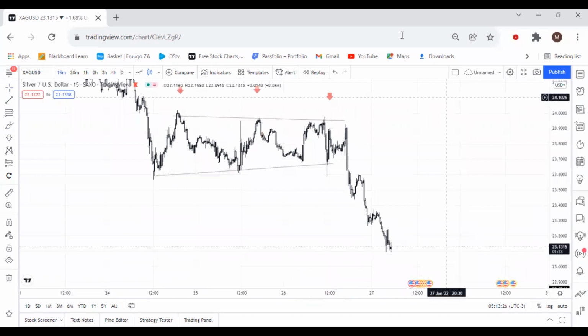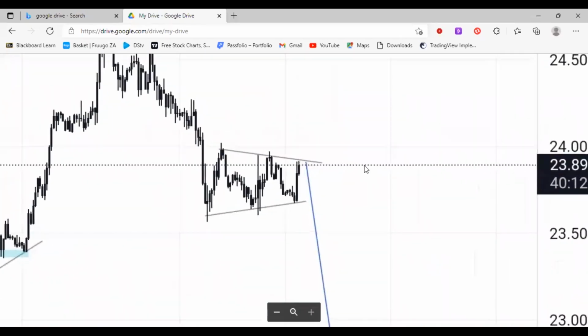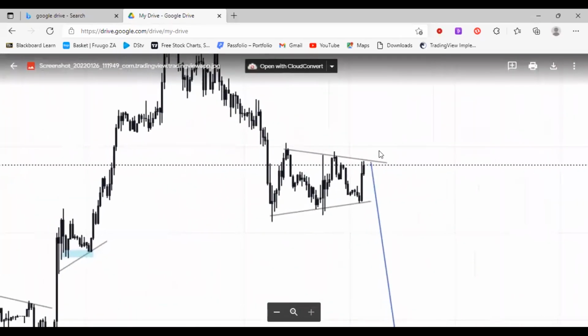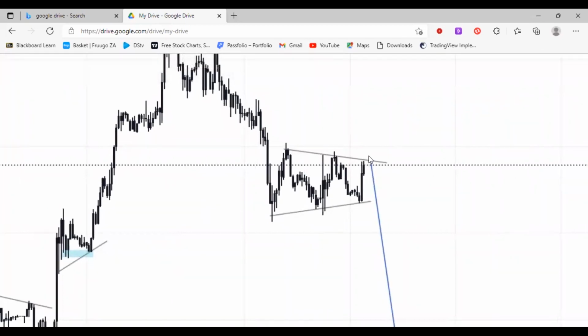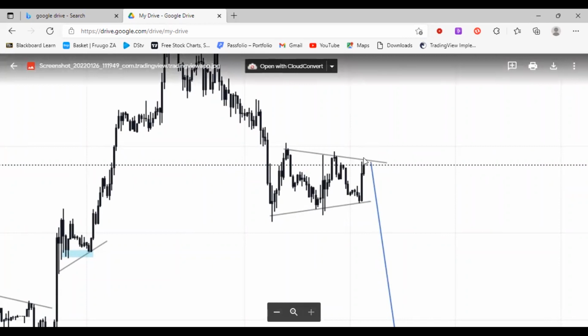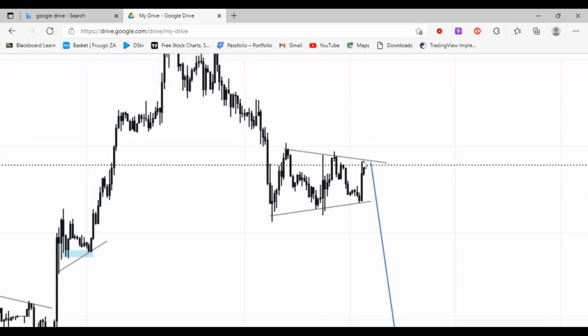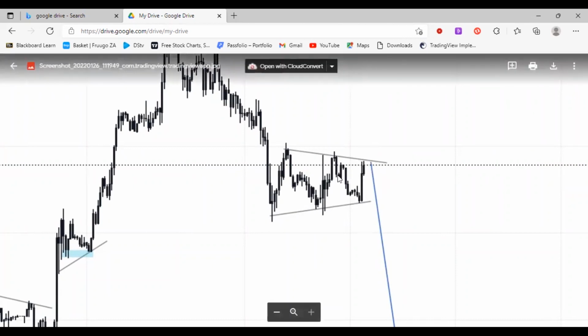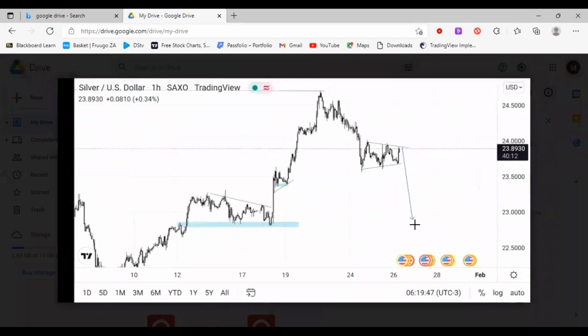Let me quickly go back to that screenshot, and as you can see, I entered once it started rejecting for the first time. I took the sell, and for the next hours the price was just choppy and going sideways until, I think, this morning, when it really shot down. Okay, I'm quickly gonna go back.